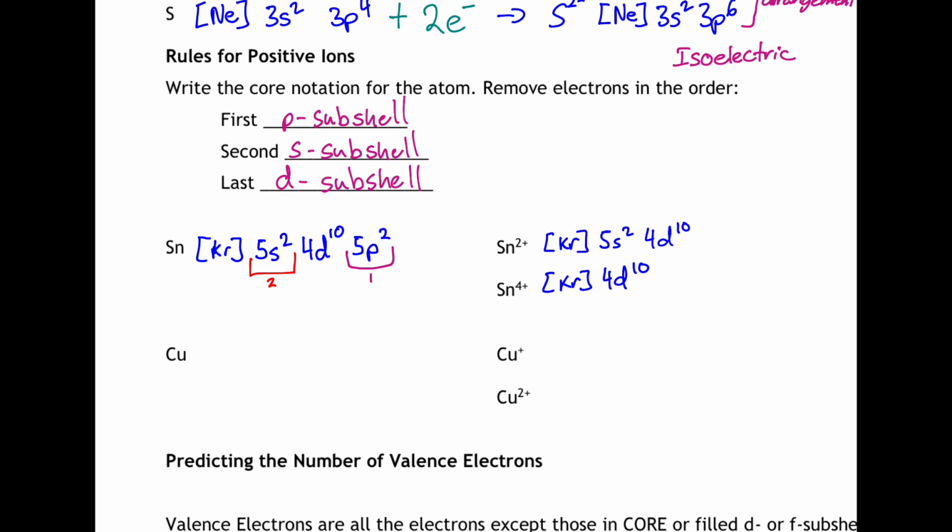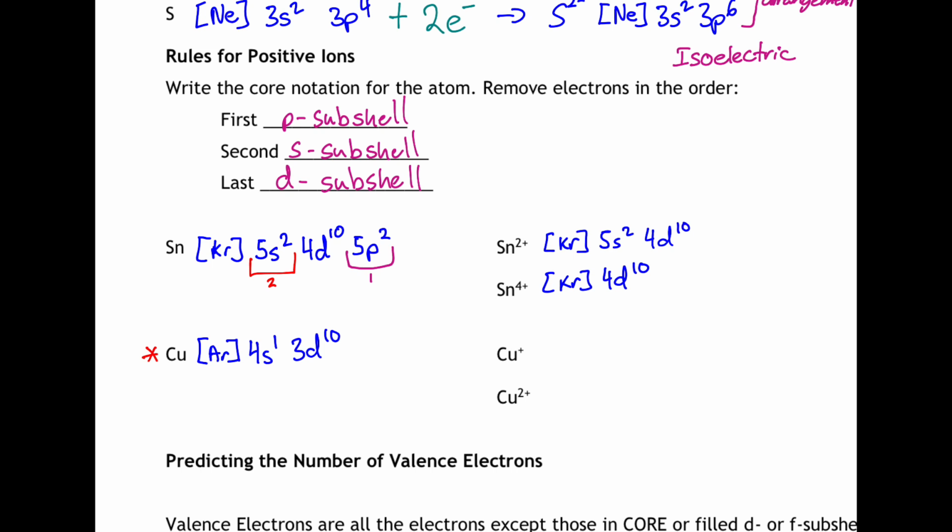Now, the next one, remember, don't forget, copper is the weird one. So its base isn't normal, right? So the base of copper we wrote on the other page, it's argon, 4s1 3d10 as a base, because it's weird. It wants that 3d10 as a base because it's super stable.